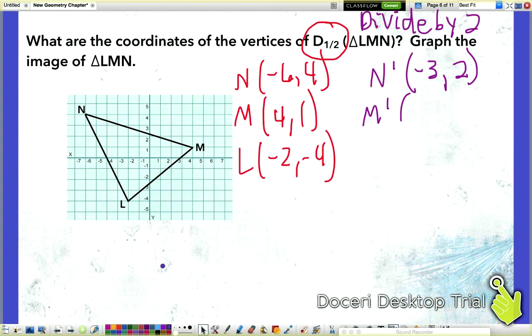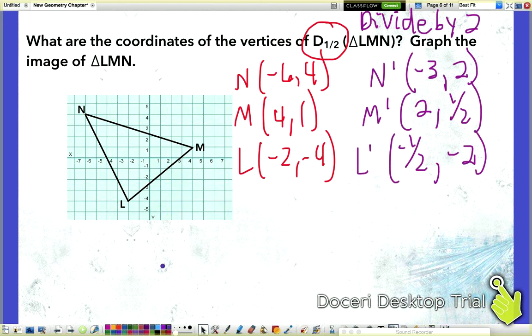M prime would be 2, 1/2. So remember I said that you might get a half, and this is going to be your best guesstimate on the graph, okay? This is not going to be precise. L prime, -1/2, negative 2.